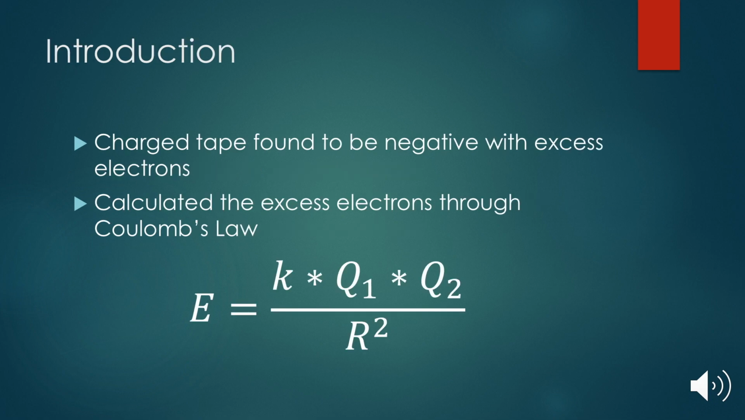So again, we found the tape to be charged with negative charge, and this was found throughout the lab, and I'll discuss this further later. And we calculated the excess electrons through Coulomb's law, which is E equals k, which is a constant for 1 over 4 pi epsilon sub 0, times Q1 times Q2 over R squared. Q1 and Q2 are the different charges, the two different tapes, and R squared is the distance between the two.